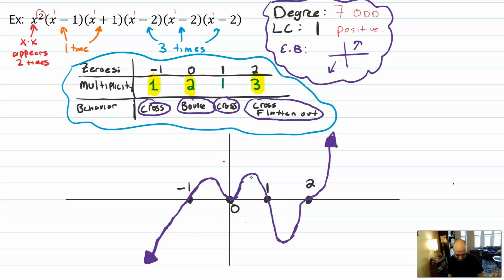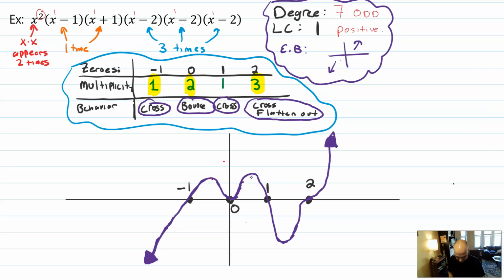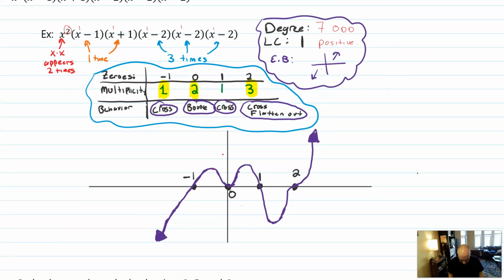And like I said, there's no way to know the actual height of that hill other than plugging in points or using calculus. And we are not going to ask you to do either. We're just making a sketch. So this is a pretty capable sketch of this graph altogether.